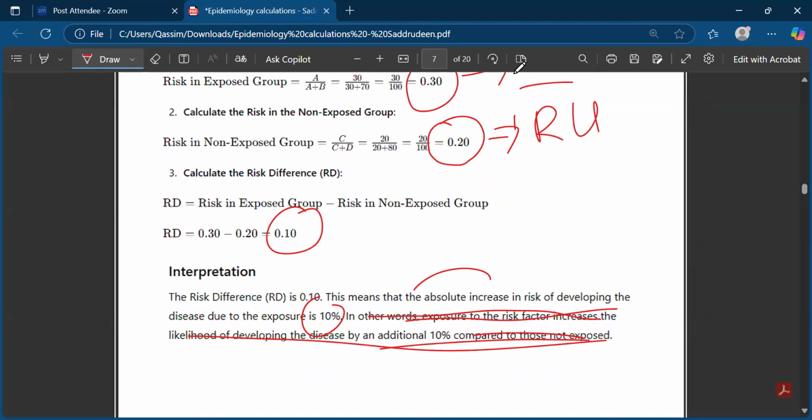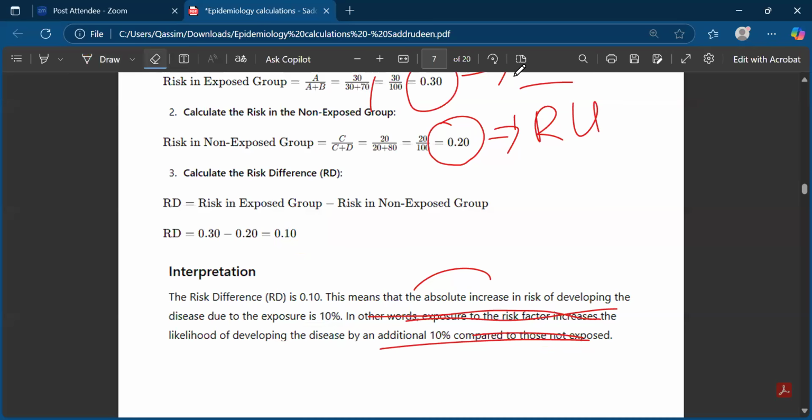So have we seen how to draw a 2x2 table? And have we seen the difference between relative risk and absolute risk so far? I think Kimachas has explained that question. Okay. So far we are okay, right guys? Epidemiology is easy, you see? Okay. I hope so far we are okay.